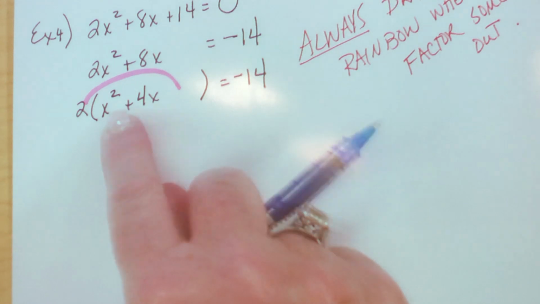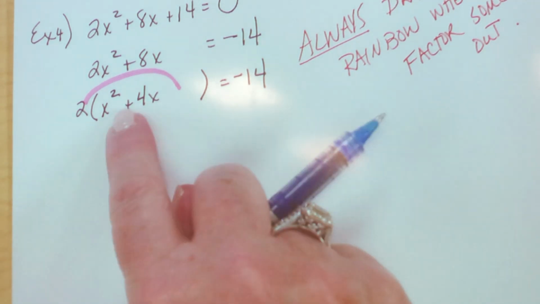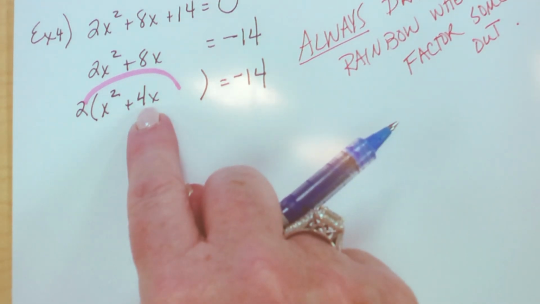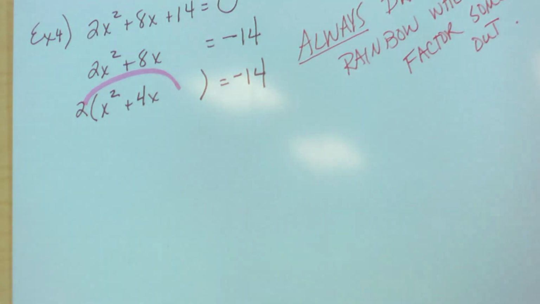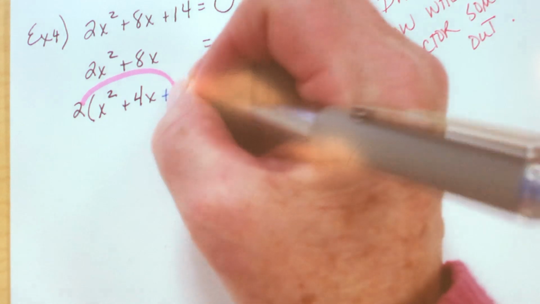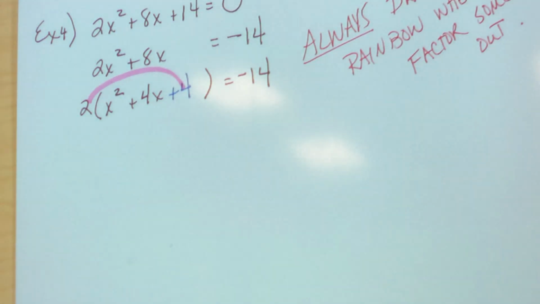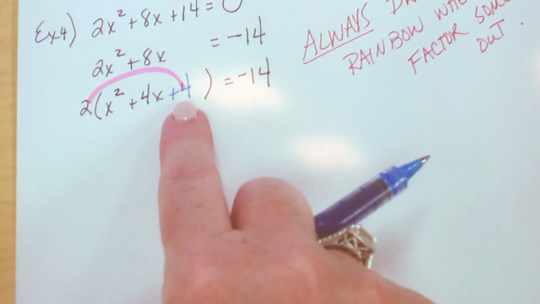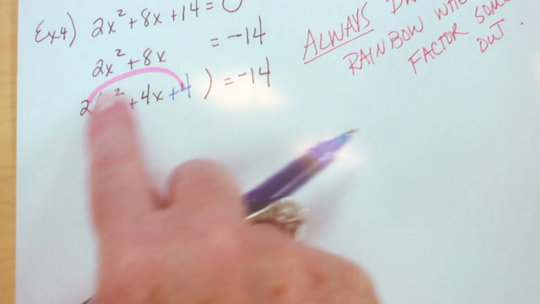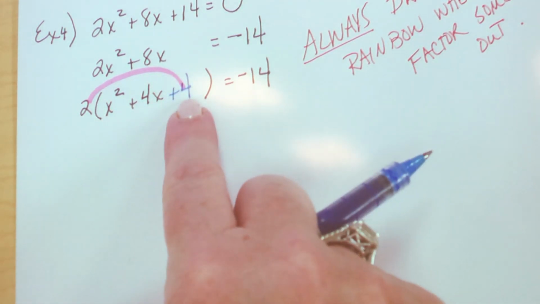All right, so let's complete the square right here. I'm going to create a perfect square trinomial. What's half of 4? 2. 2 squared is? 4. And you have to add it to both sides, right? So plus 4. But here's the problem. Did you really add 4 right here? No, it's 8. You really added 8.